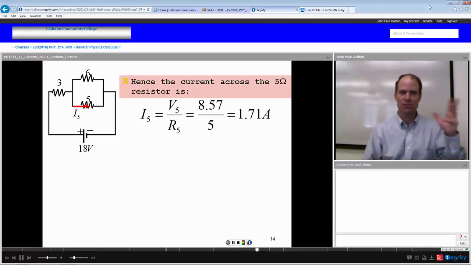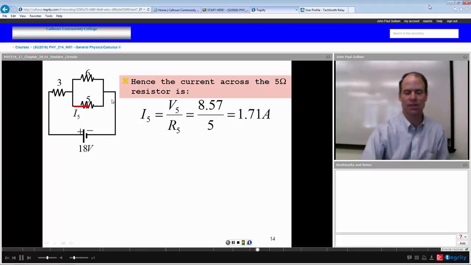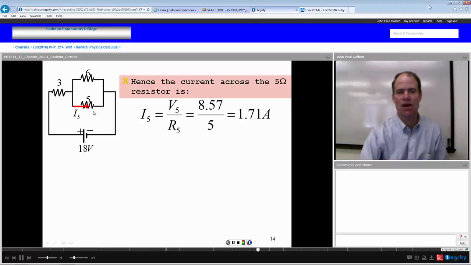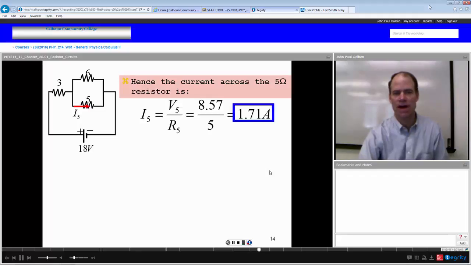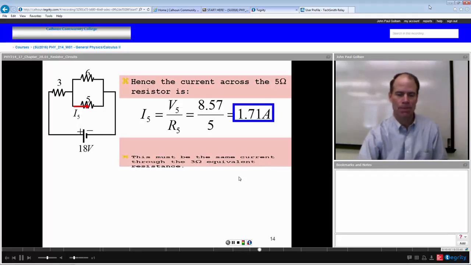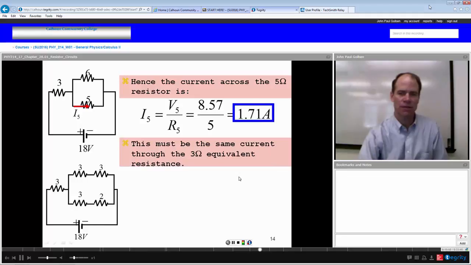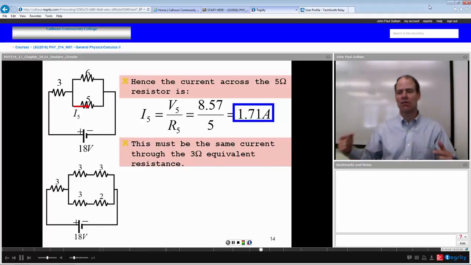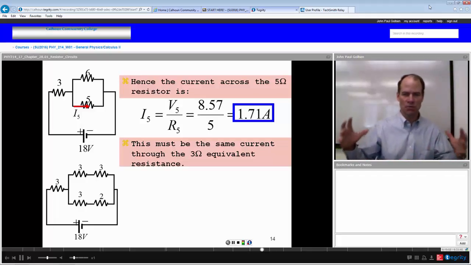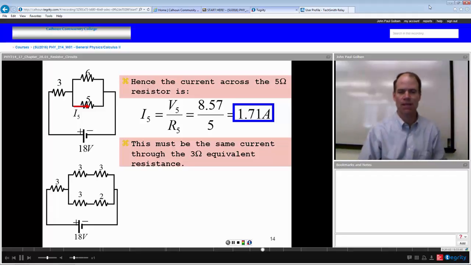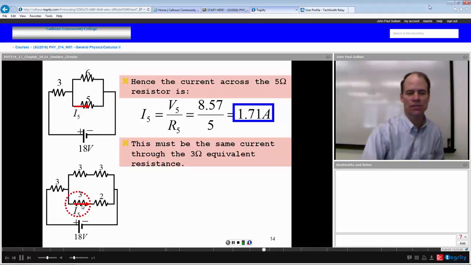The current must be conserved, but we're going to focus on this lower branch. We have 1.71 amps going through this 5 ohms. Things in series have the same current, and they have the same current as their equivalent device. So I have 1.71 amps going through the 3 ohms and the 2 ohms, which was the series combination that the 5 ohms was representing. So I have 1.71 amps in particular going through this 3 ohm resistor here.